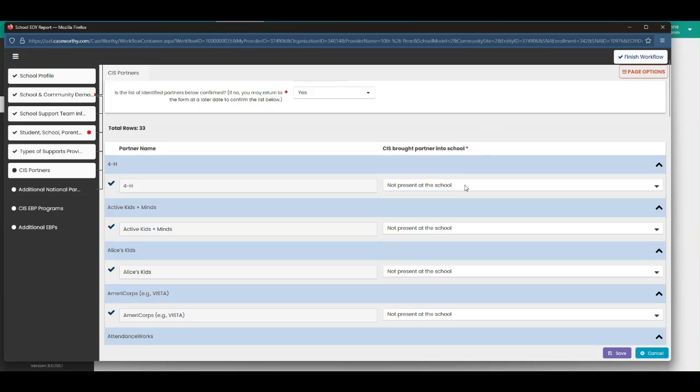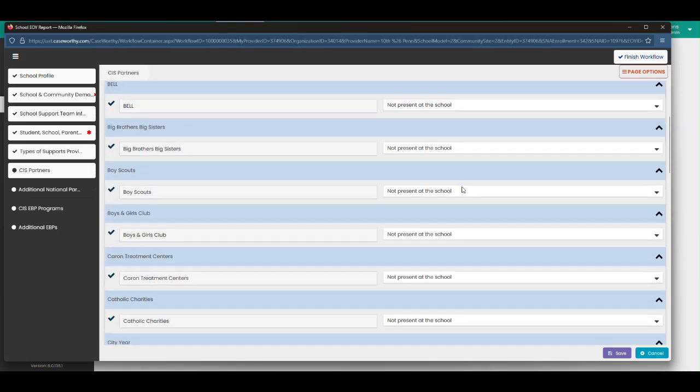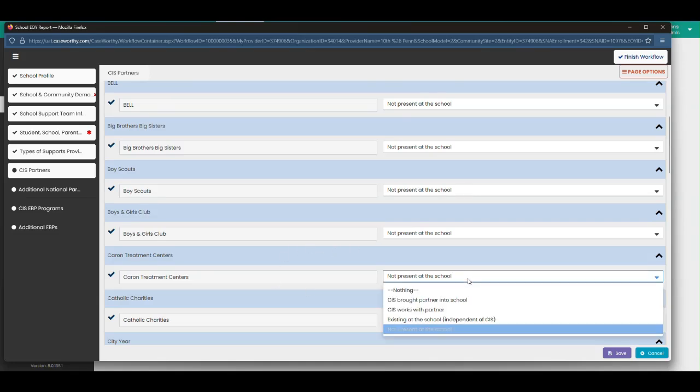So you're going to go through the list, and if there's anything in here, let's say Caring Treatment Centers. If you started a new agreement or came into the building new and brought them from our existing relationship into there, then we can say CIS brought the partner into the school. If they were already there, like you didn't bring it in, even if CIS originated that partnership in the past, or however they came to be offering supports there, if you're referring kids or helping to coordinate those supports or anything like that, then you can say that CIS works with the partner.